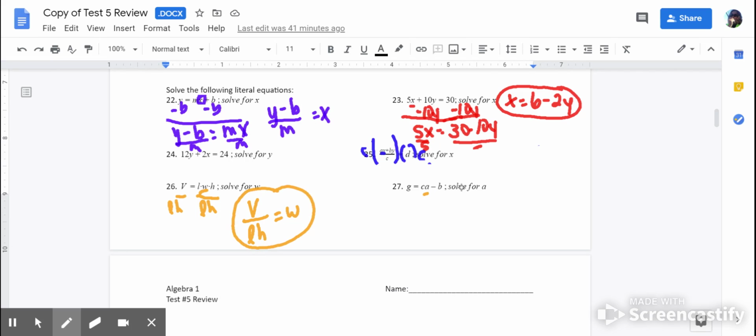Finally, if I'm solving for A, I want to add B to each side. So I get G plus B equals CA. And then divide each side by C. So my final answer will be G plus B divided by C equals A.